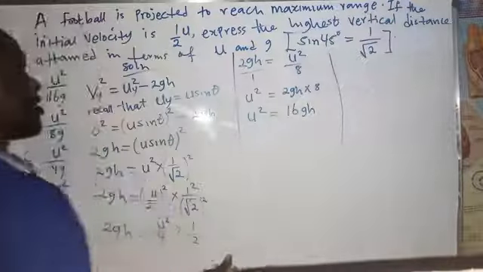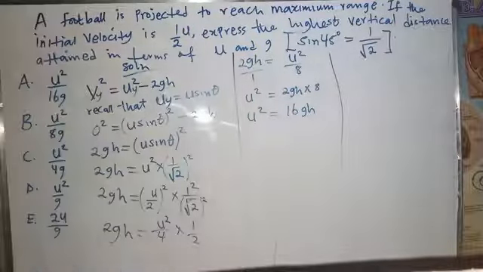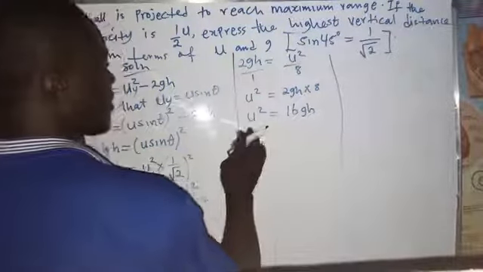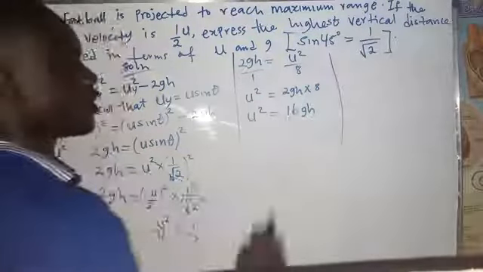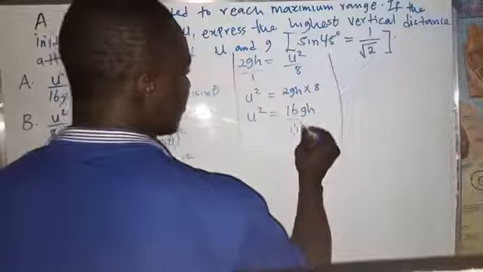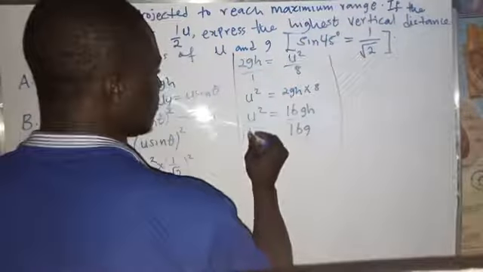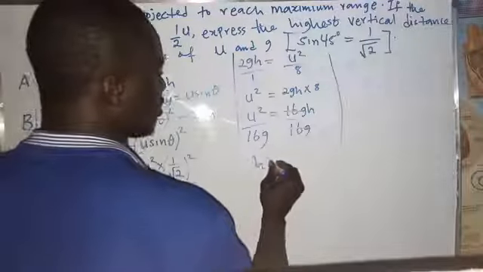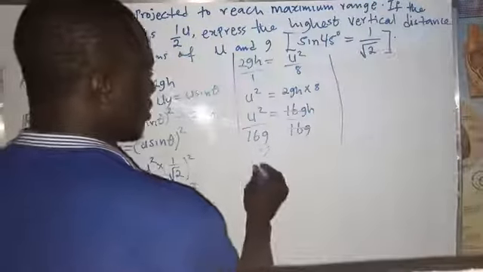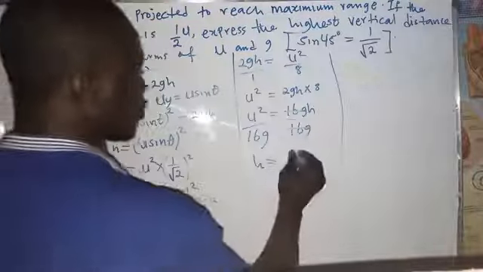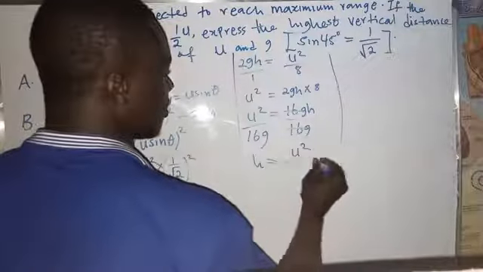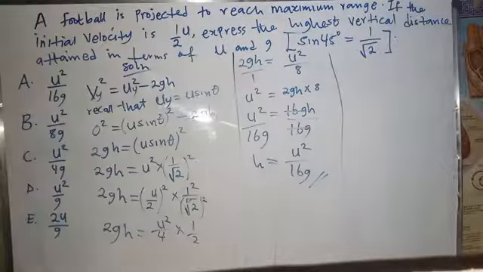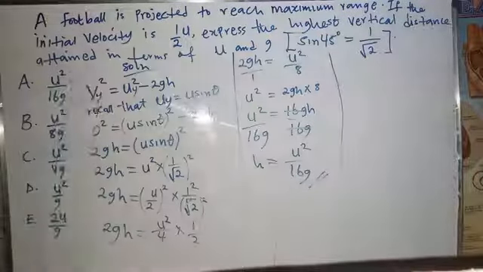We're going to have 16gh. And we are asked to calculate the highest vertical distance. So let's divide the left-hand side and the right-hand side by the coefficient of h, which is 16g. So that 16g cancels 16g. The height is going to be equal to u squared all over 16g. And our right option here is option A.